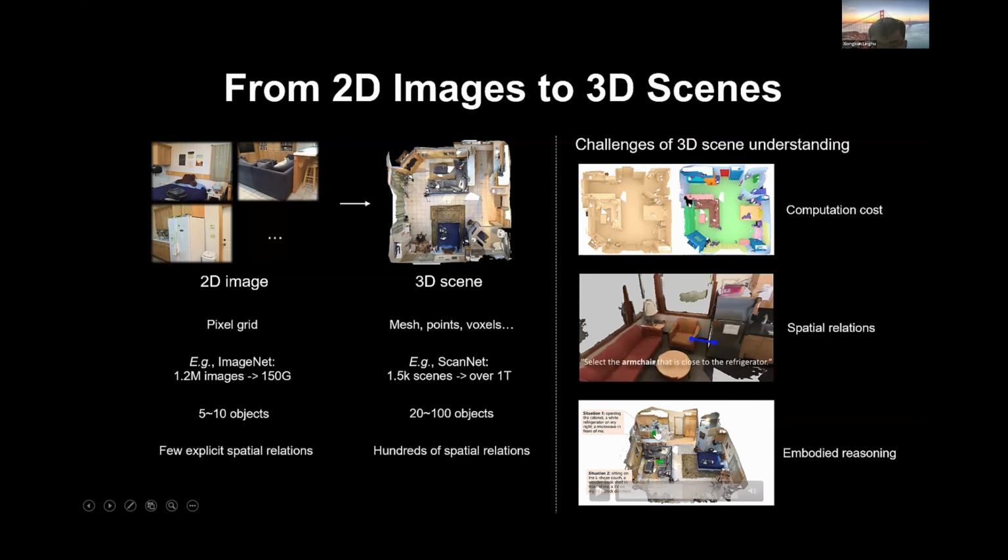For example, in situation one, the spatial relationship between the cabinet and the door is that the cabinet is on the left of the door. However, when the agent is in situation two, the spatial relationship between the door and the cabinet may be that the cabinet is in front of the door. So this is the unique challenge in 3D scene understanding.